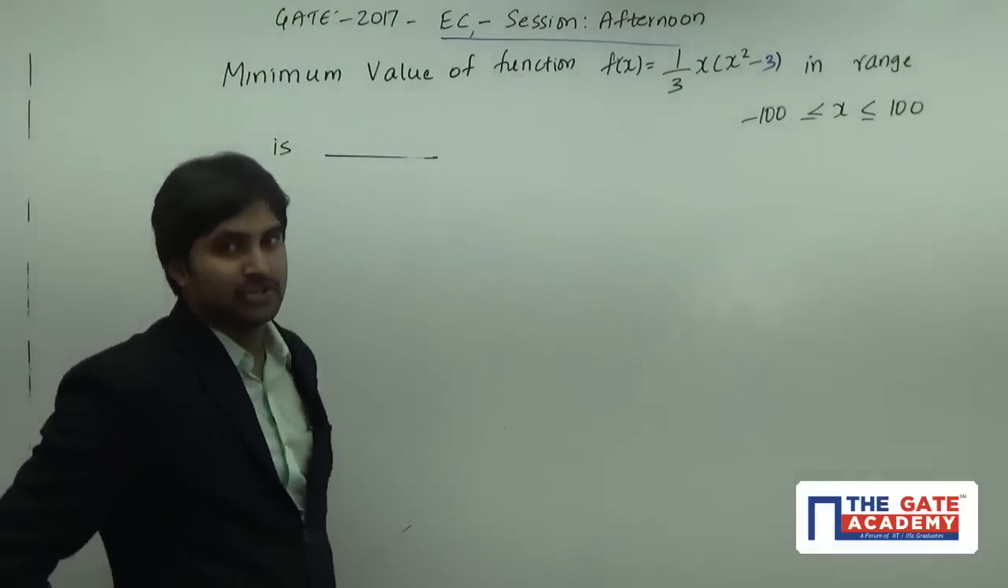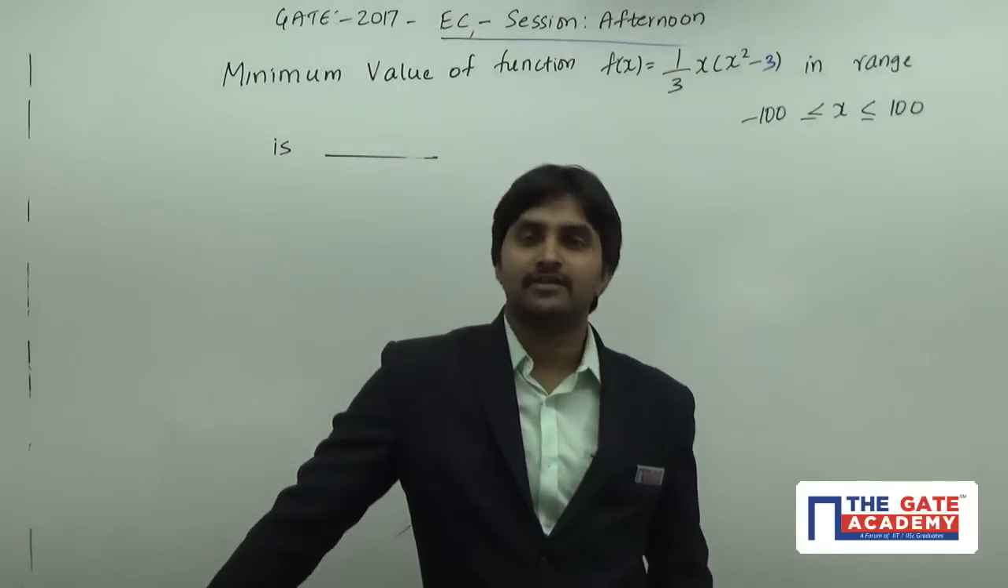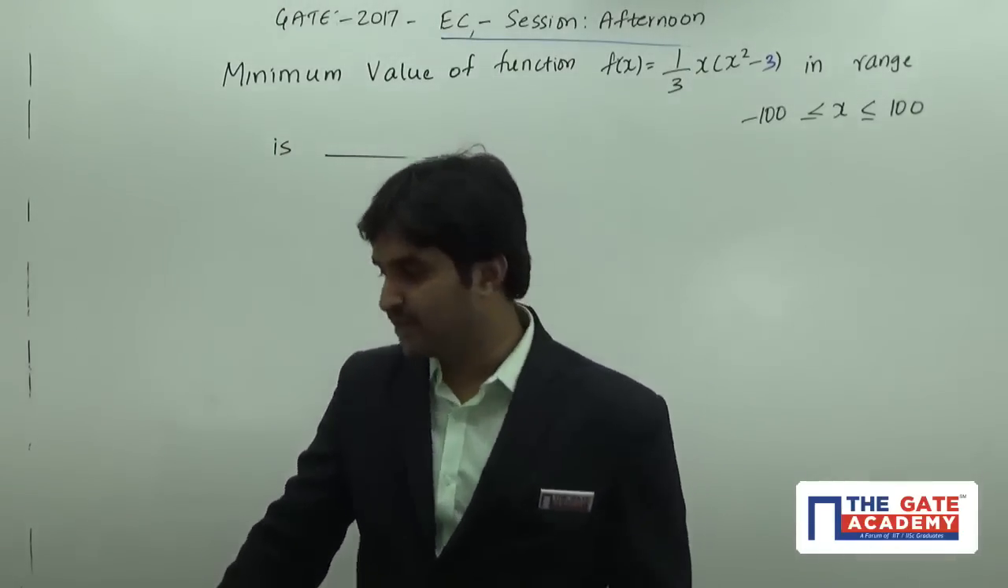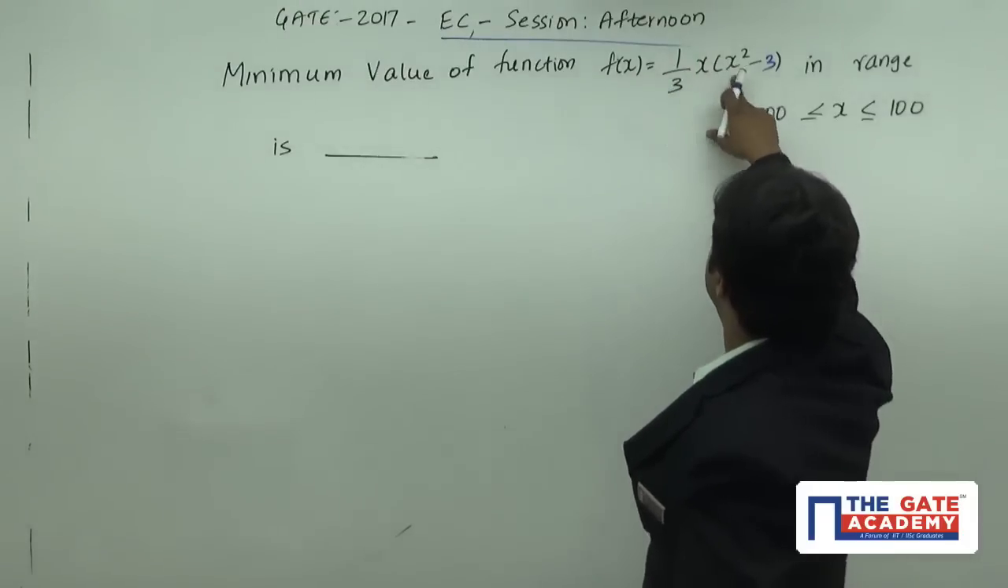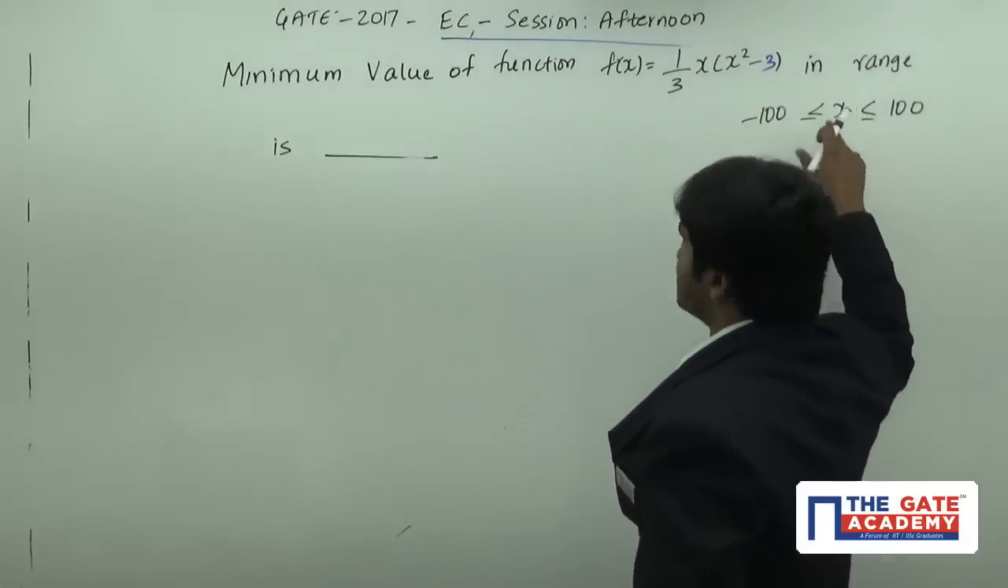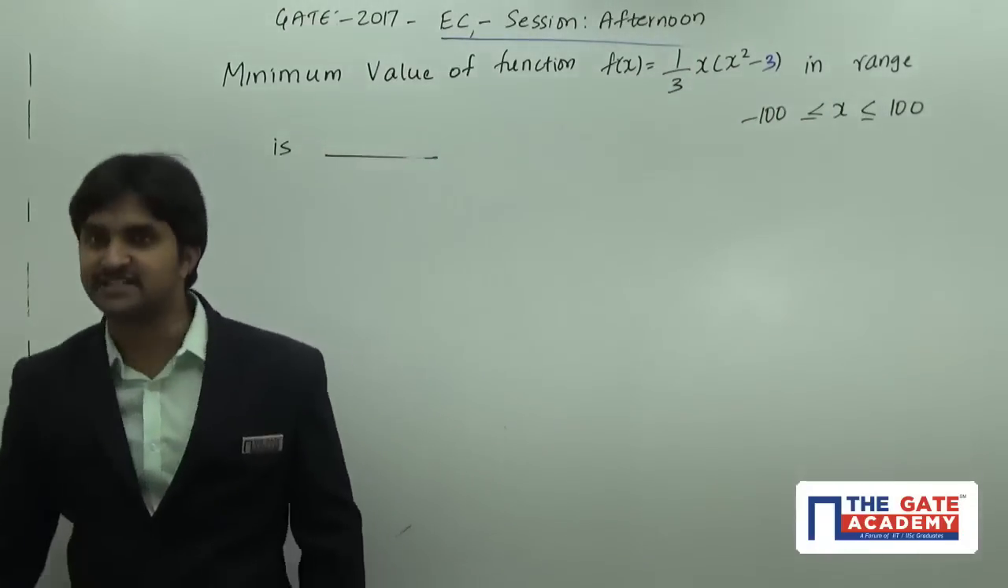Hello students, this particular question is from EC 2017, session 2. Now what is the question that is given? The minimum value of the function f of x is equal to 1 by 3 x into x square minus 3 in the range of x from minus 100 to 100 is dash.